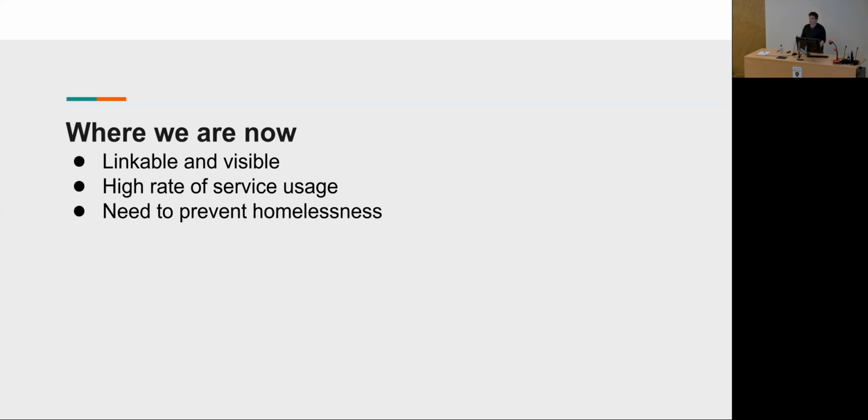So where are we now? So this is just a baseline, but we've definitely answered some questions. We've shown that you can link this group. They're very easy to link and they're very visible in the data. They have an extremely high rate of service usage, and it does talk that we can identify these people, and we need to prevent homelessness.